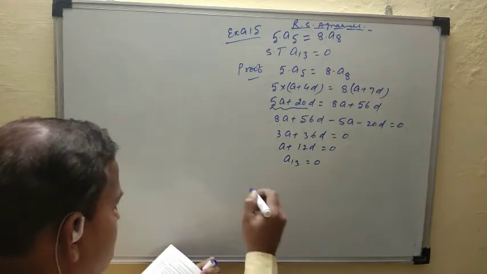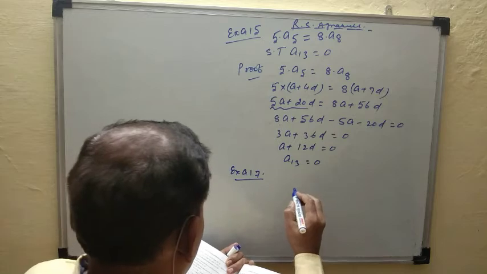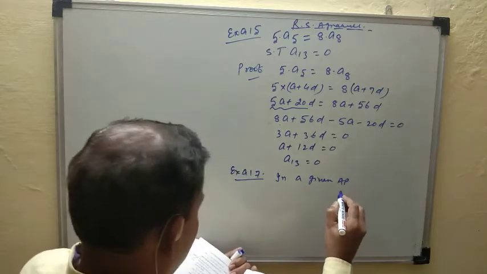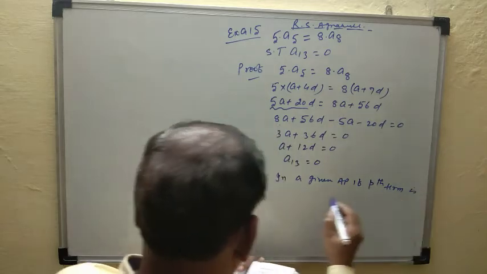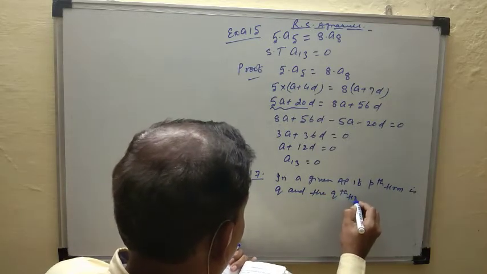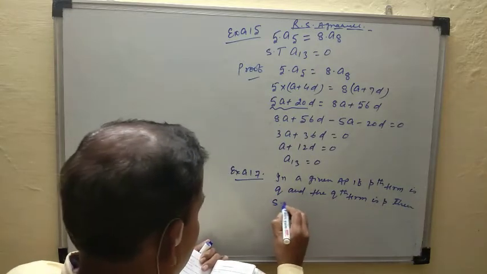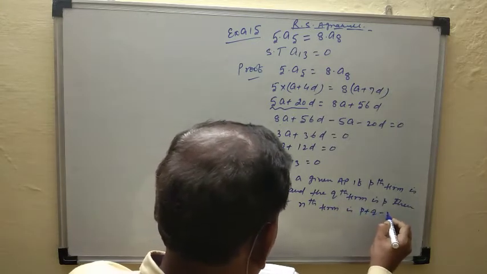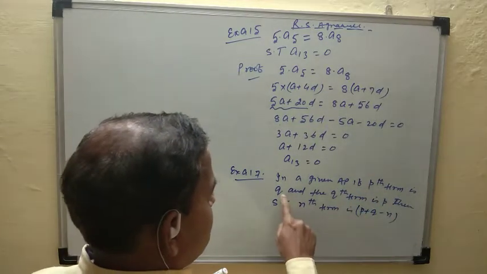Next, example number 17. Example 17 is: in a given AP, if the pth term is Q and the qth term is P, then show that the nth term is P plus Q minus N. So the question is, in a given AP, the pth term is Q.